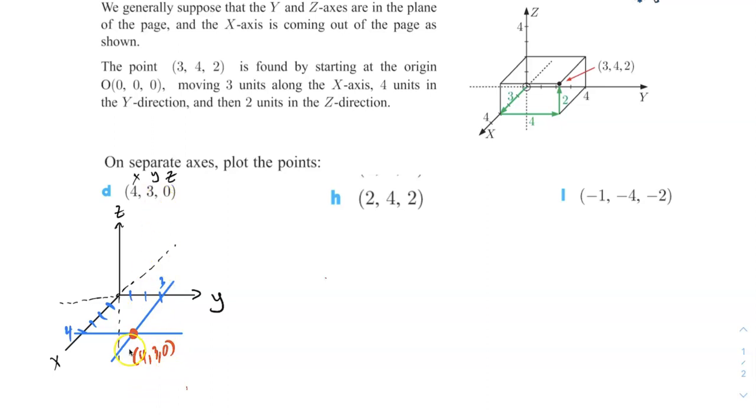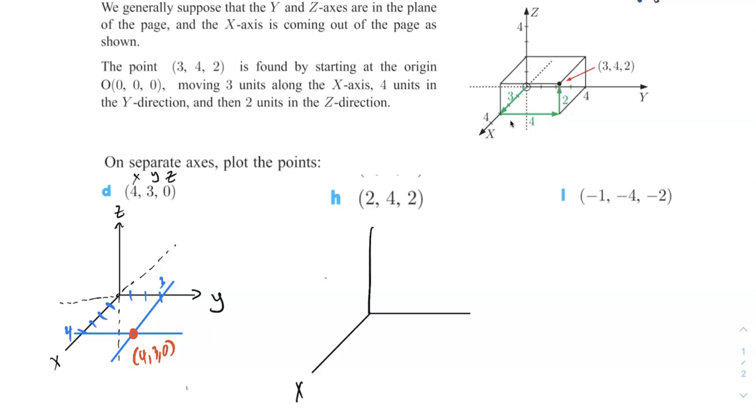Now if there was a Z, I would draw a line parallel to this and then do the same idea. So that's my point. Okay, let's try (2, 4, 2). This looks more like the box you see there. So I'm just going to draw the positive values. That's all we need right now.